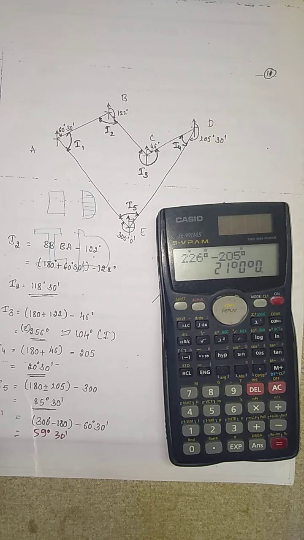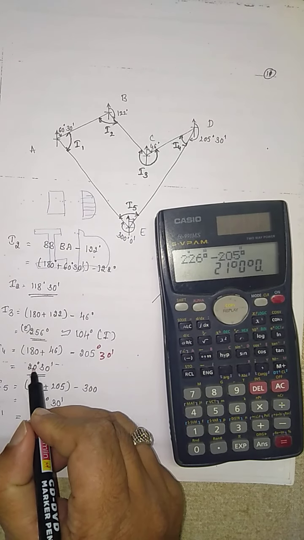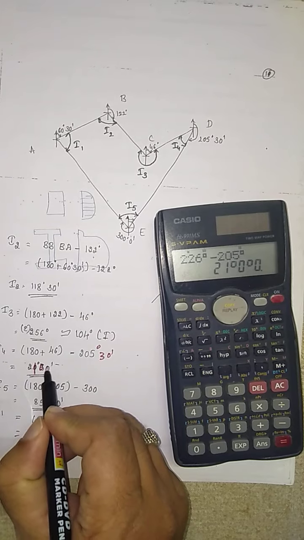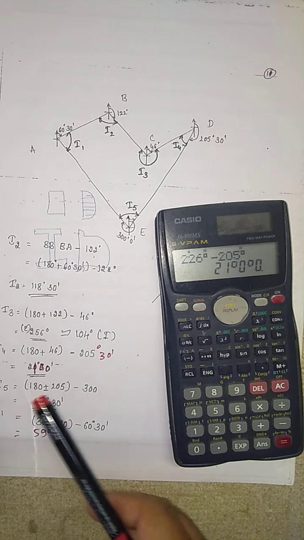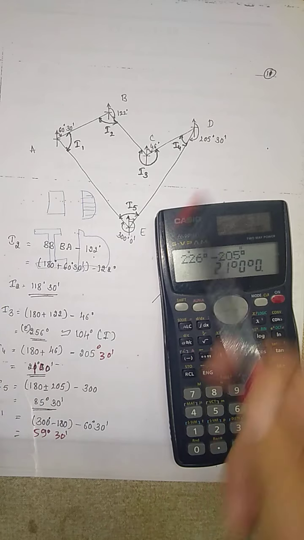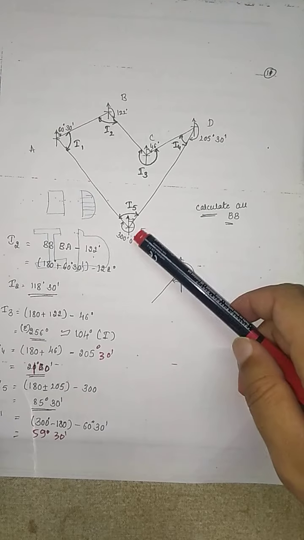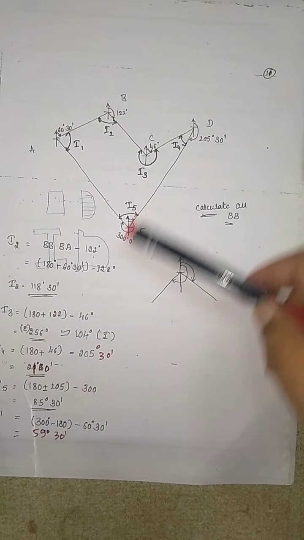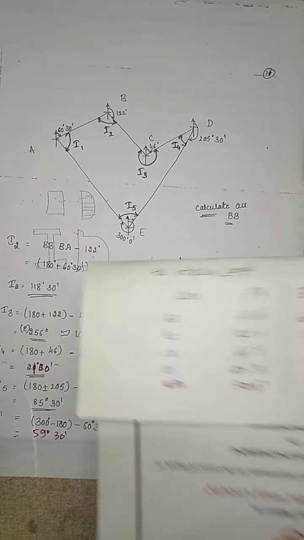Okay, sorry, it should be 205 degrees 30 minutes. So here it will be equal to 21 degrees. Okay, then next, again the included angle I5 comes where? Here. Okay, included angle I5 comes here. So again, what we need to find out? The back bearing of the line ED minus the fore bearing of the line DE.